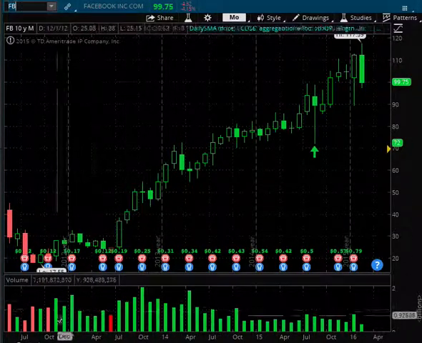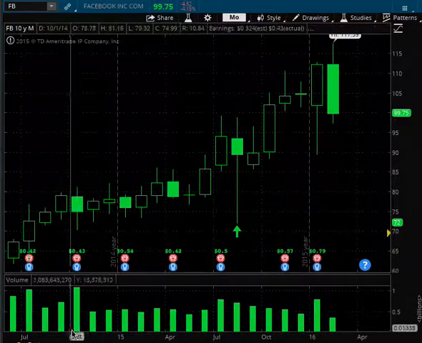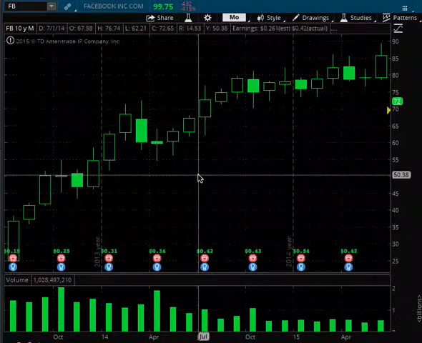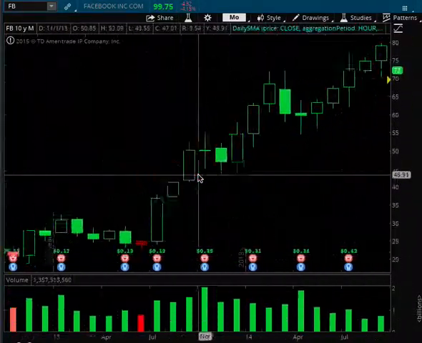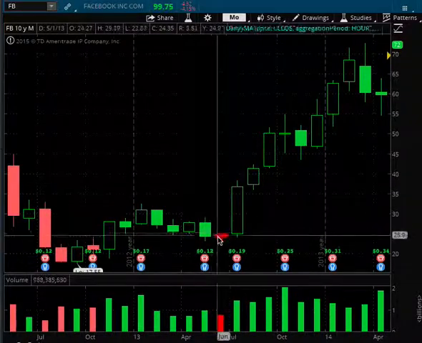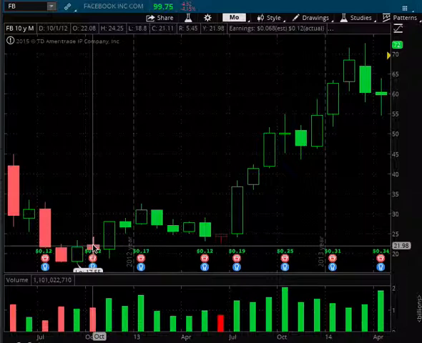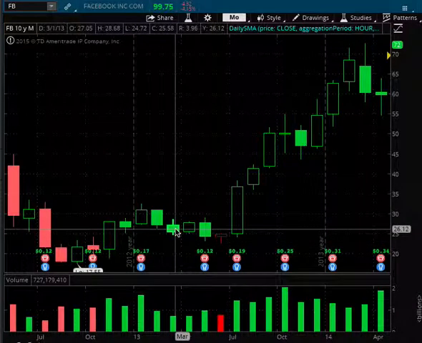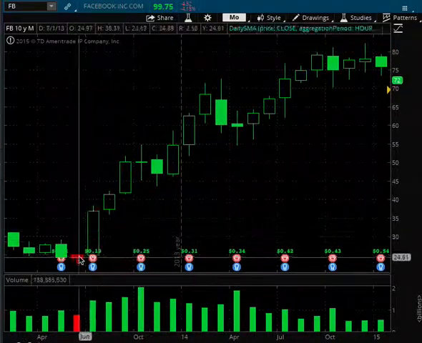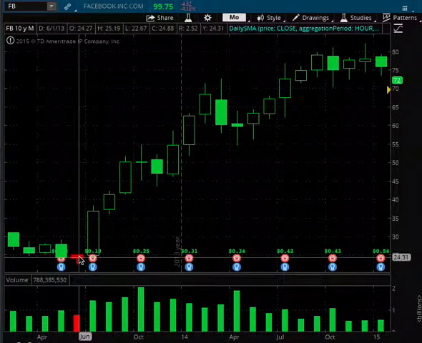Facebook, one of my favorite stocks. Green candles everywhere. The last time they had a red candle for the month, that means a down month, was back in June of 2013.